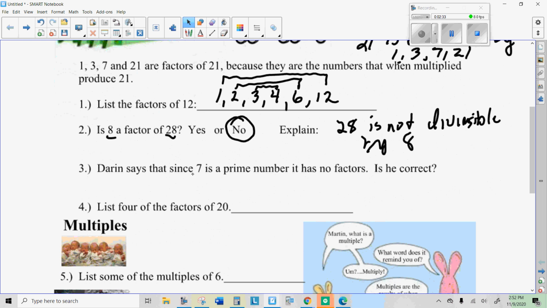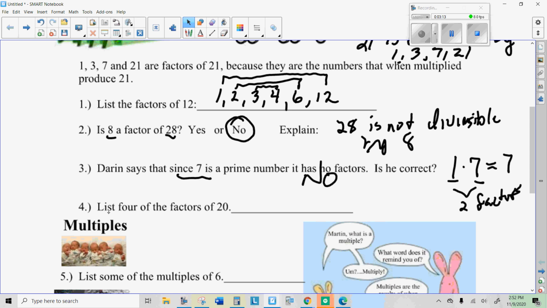Okay. Darren says that since 7 is a prime number, it has no factors. Is he correct? Well, here's what I think. Is there any number pair multiplied together that equals 7 where they're both whole numbers? The answer is yes. There is. 1 times 7 equals 7, which means 1 and 7 are both factors of 7. So prime numbers do have factors. They just have a limited number of factors. They have exactly 2 factors. They don't have any more than that. That's what makes them prime. So, no, he's not correct.